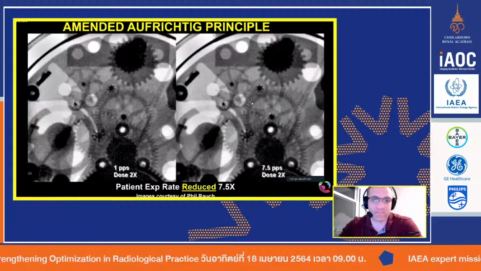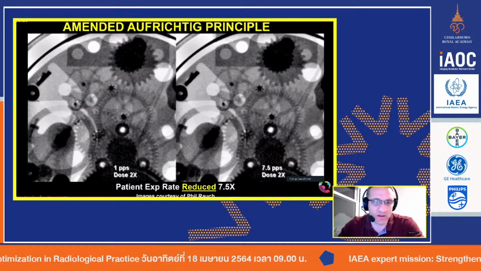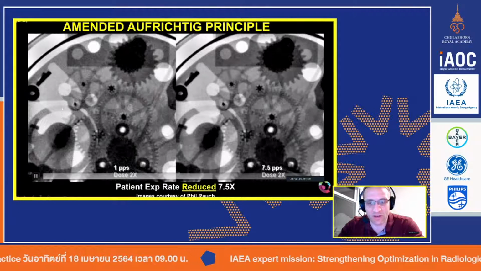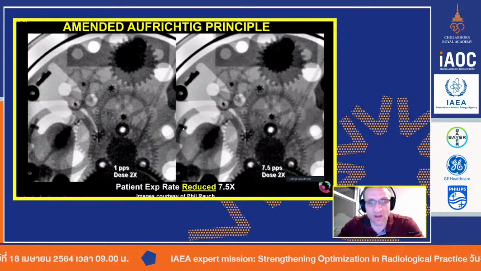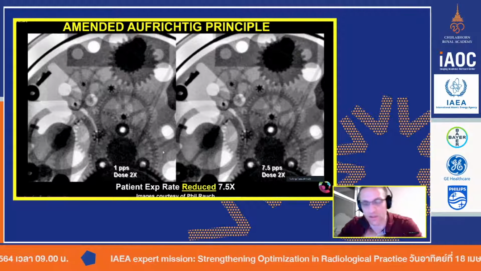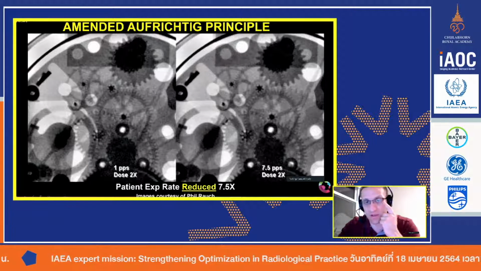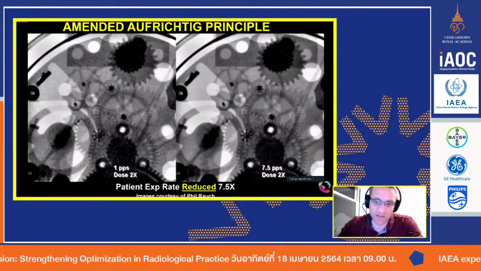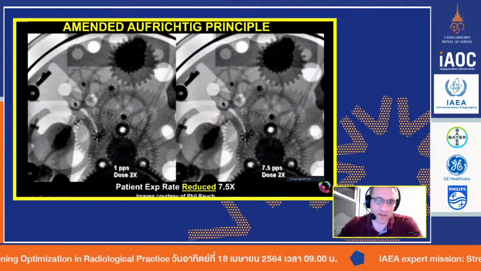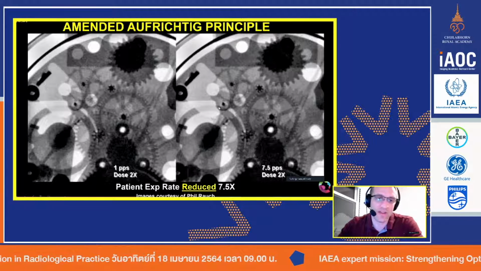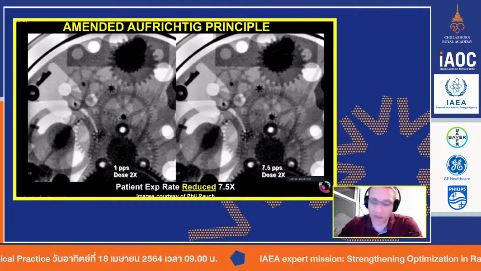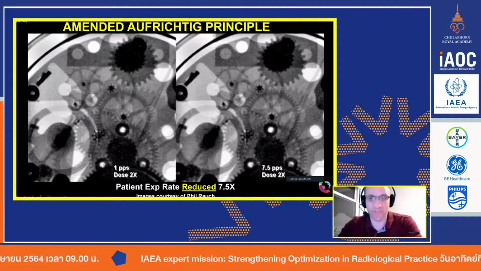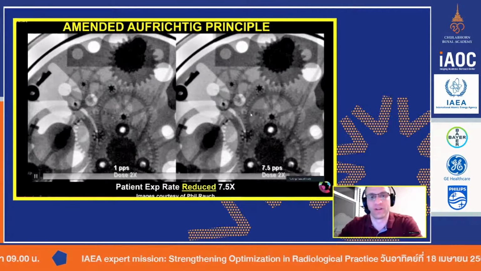So let's look at that. 1 pulse per second on the left, 7.5 pulses per second on the right. Noise content is the same. It's perceived the same, and it is physically the same. But the patient on the left got a 7.5 times dose reduction. So if the temporal aspect of this image is not that important to you as a physician, then let's go for the dose reduction.